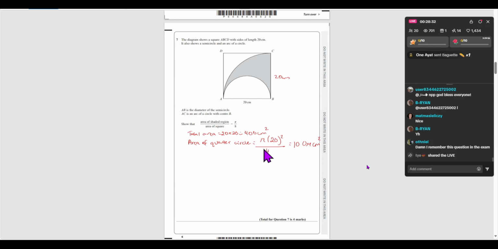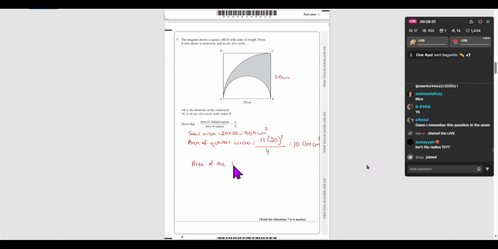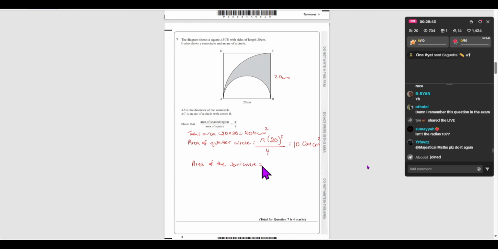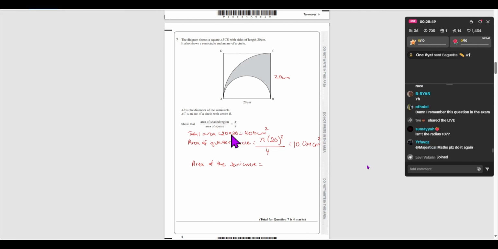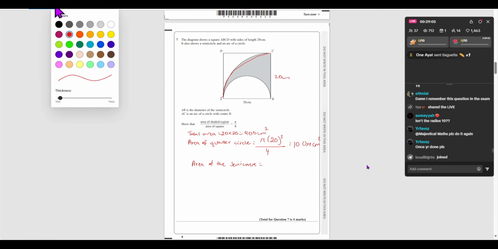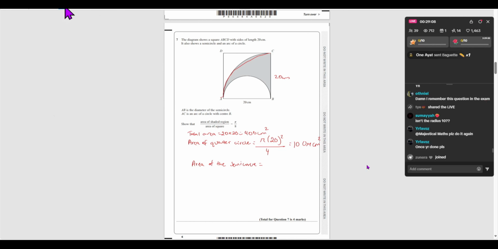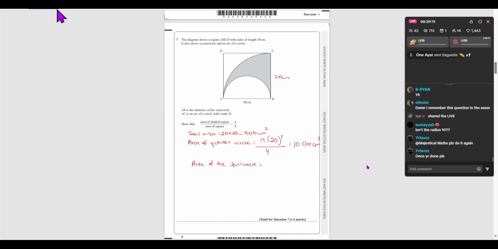Now I need to find the area of the semicircle. So isn't the radius 10? Now, that is when people get confused, because we are trying to find the radius of the quarter circle. This is the quarter circle right here. Let me quickly draw this out so you guys can understand why it isn't 10, but it's 20 instead.